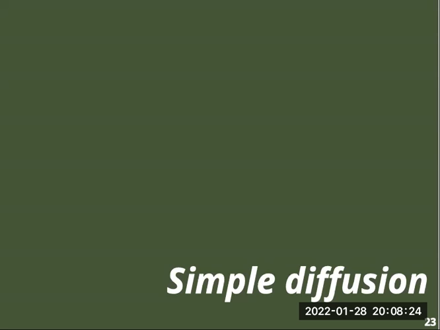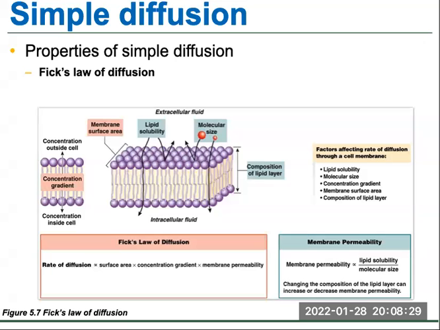Now let's take a look at a specific type of diffusion called simple diffusion. In simple diffusion, remember that there is no membrane protein, and these particles are just going to freely move across that phospholipid bilayer on their own. The rules for simple diffusion can be summarized by Fick's law of diffusion, which states that the diffusion of an uncharged solute across the membrane is proportional to the concentration gradient of the solute, the membrane surface area, as well as to the membrane's permeability to the solute.